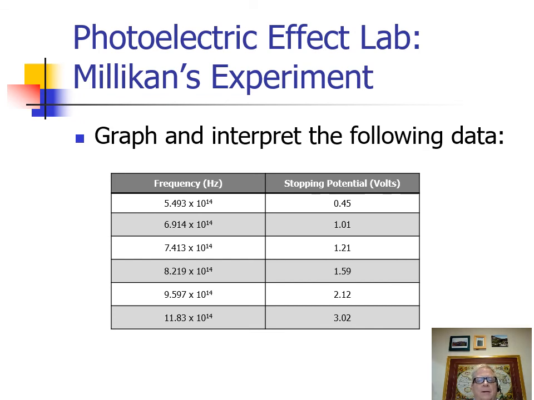Here are the data that one can derive from Millikan's original experiment. Different frequencies of light have different stopping potentials. If you were to graph the stopping potential versus the frequency, your slope should be equal to h over e.